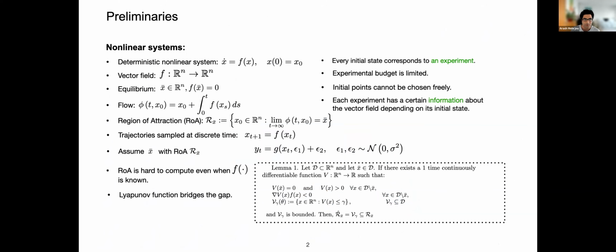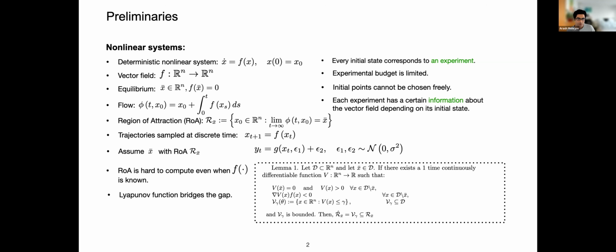I'll start with some preliminaries and notations. Nonlinear systems can be represented as this ODE, x dot equals f of x, where f is the vector field. The vector field is a function from R^n to R^n, which is the model of the dynamics of the system. x0 is the starting state of the trajectory, or the initial state.